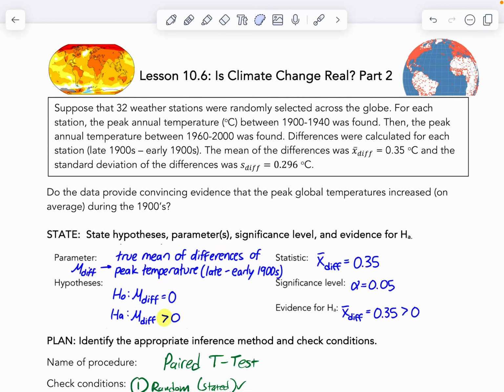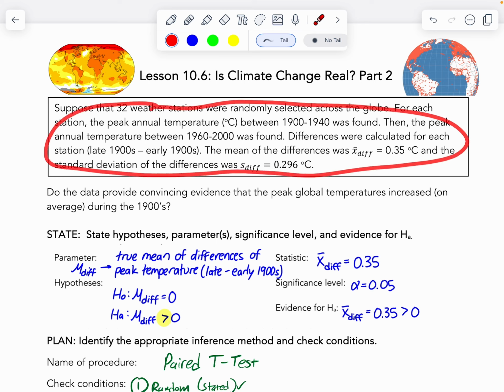All right, this is day 2 for climate change, or lesson 10.6. In lesson 10.5, we did an interval. Essentially, we're going to go through again, looking at climate change and do a test this time. And rather than collecting all the data, we're just going to go with the sample that they're describing here.